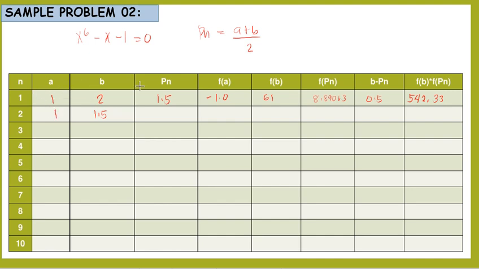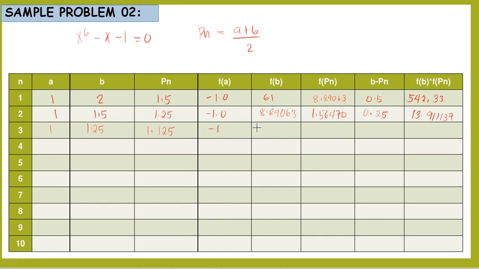Okay, solving for Pn, that is 1.25. So, solving for the function, that is 1.0, that is 8.89063. That is 1.56470. Yung B minus Pn natin is 0.25. And we multiplied this value niya is 13.911137. Okay, positive pa rin siya. So, yung B natin dito is the value of our Pn dito. So, that is 1.25. So, 1 pa rin yung ating A. Okay? So, yung Pn natin is 1.125.